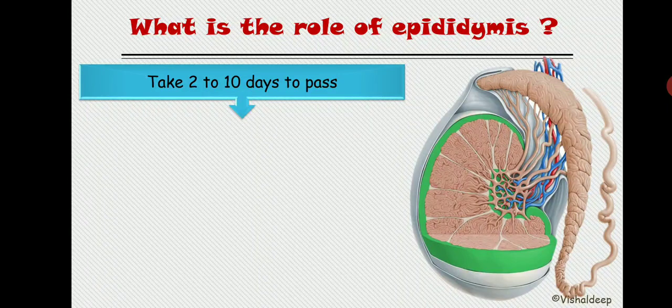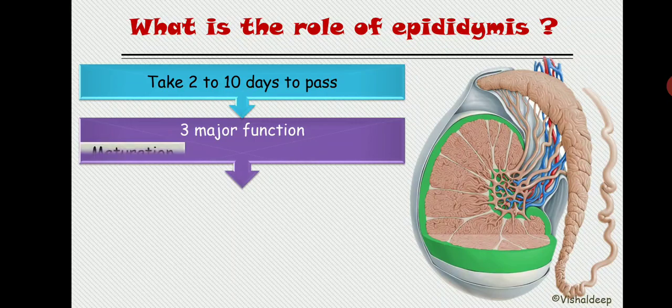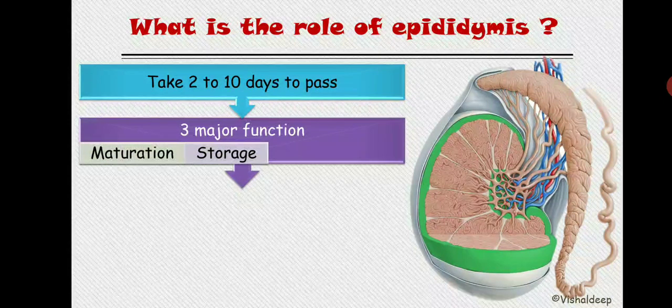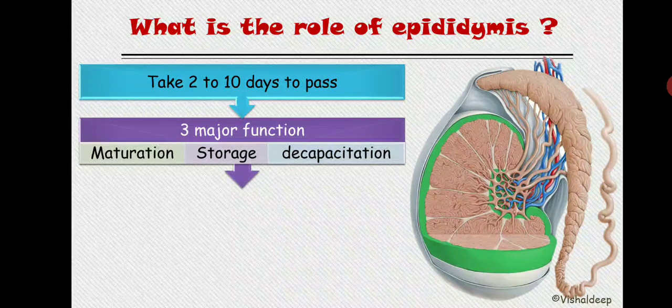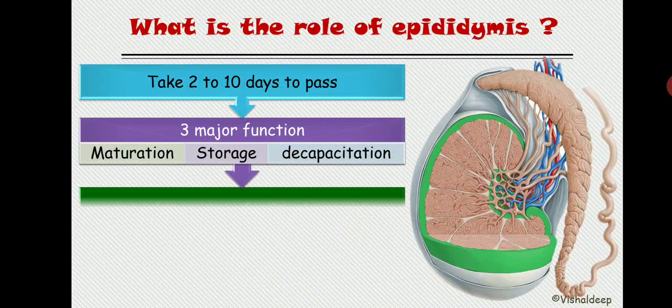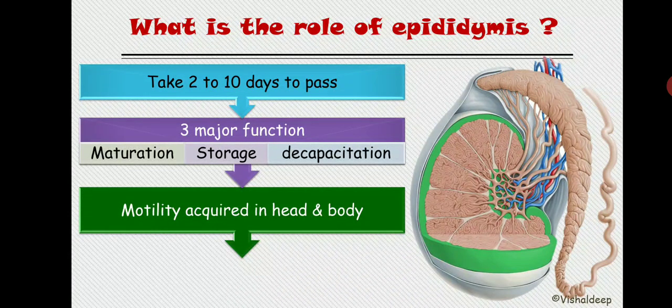This epididymis has three major functions. One is the maturation of the sperm, second is the storage of the sperm, and the next function is decapacitation of the sperm. Now basically motility of the sperm will be acquired in the head and the body. So after release from the testis, sperm is not yet motile, but when it is present inside the head and body, they get motile.